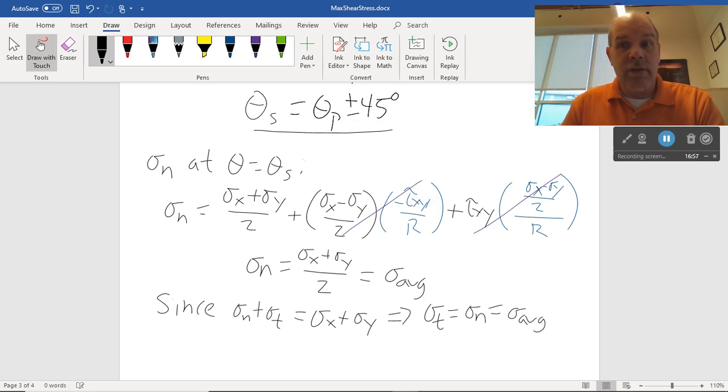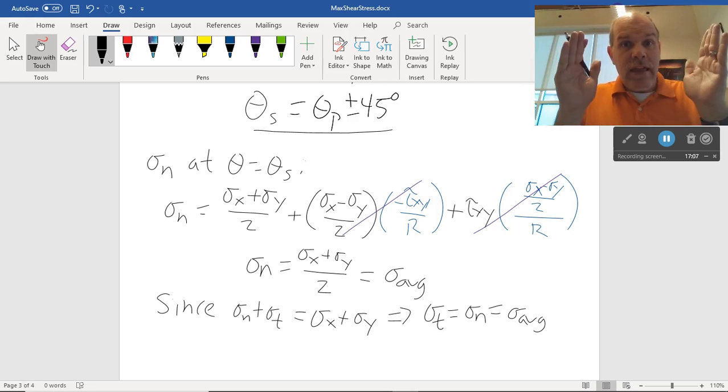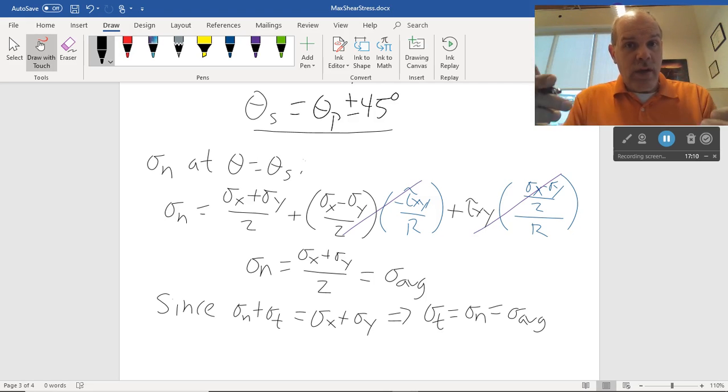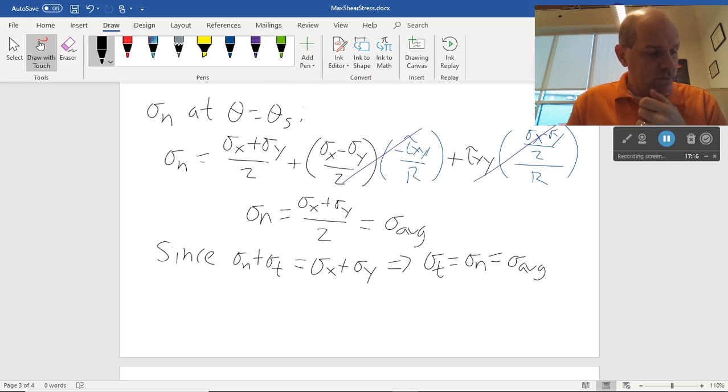Well, they both have to be equal to the average axial stress. That's what the axial stresses are, I should say, at the maximum shear stress. When we have the maximum shear stress, the axial stresses are equal, and they're equal to the average of the axial stresses, period. That's what has to happen.